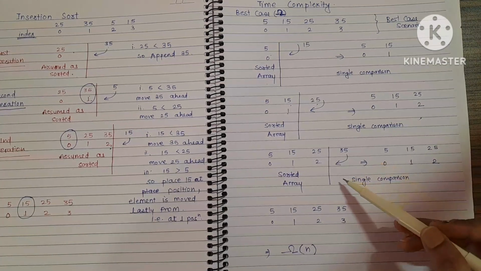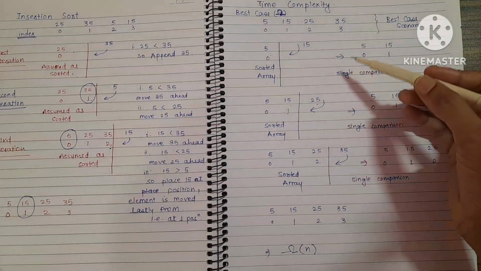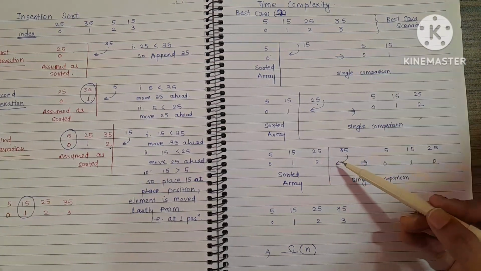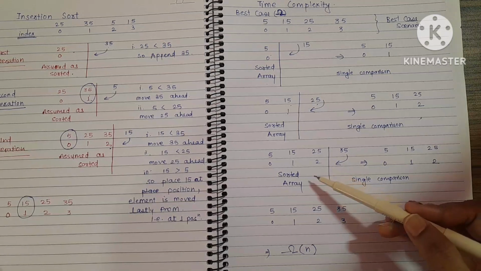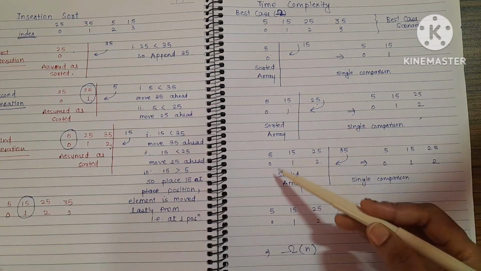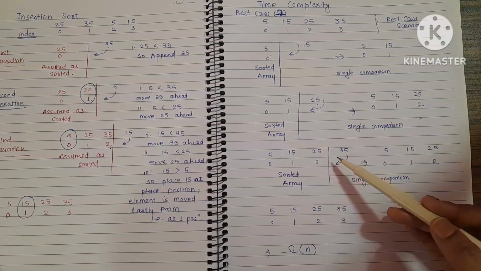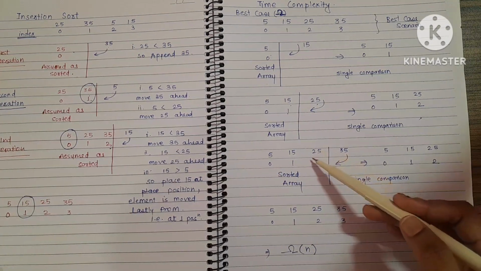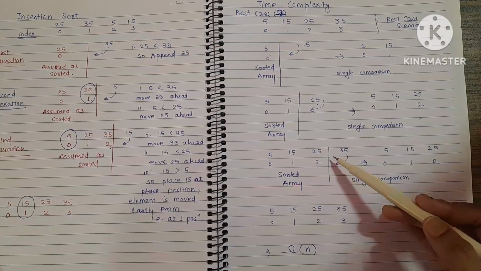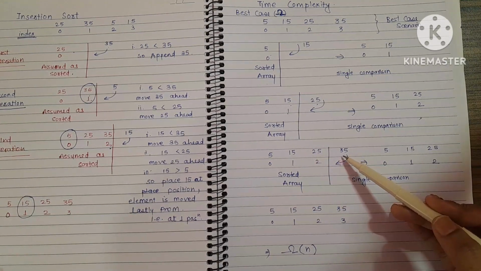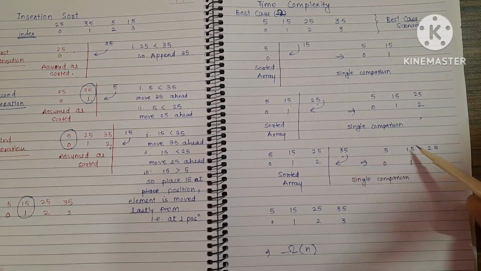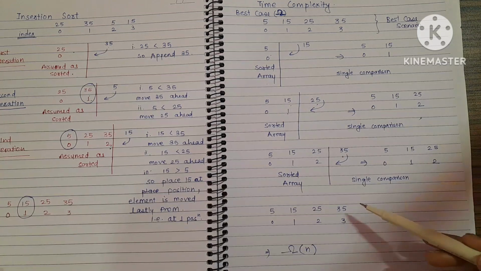In the next iteration, we try to insert this 35 element into the sorted array. Rightly, we have the sorted array with 3 elements, 5, 15, 25. On comparing this 35 with the last element from the sorted array, we find 25 is less than 35. So obviously 35 should be appended at the 3 position.